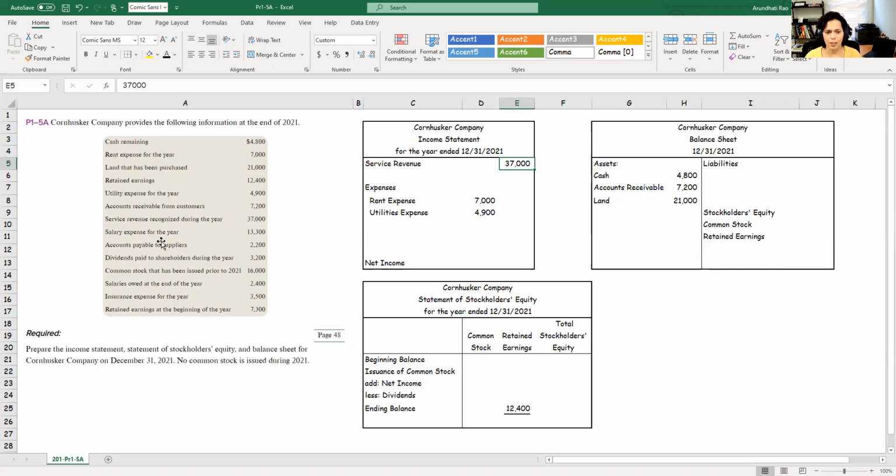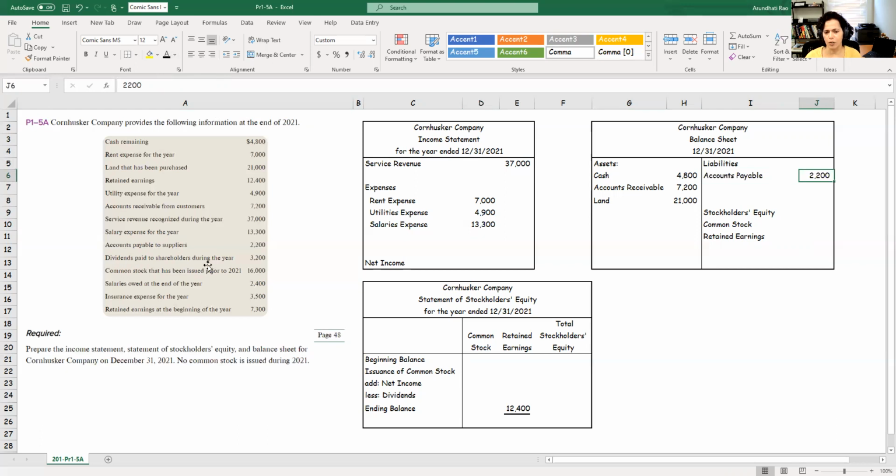Then I have my salaries expense. So I'll list my salaries expense over here, and that's going to be $13,300. Accounts payable to suppliers. Cornhusker has to pay their suppliers. They have a legal obligation. They bought something, let's say from Staples. Staples has sent the bill, they now owe that money. So that's a liability. So accounts payable, they owe the money, it's a liability, $2,200.